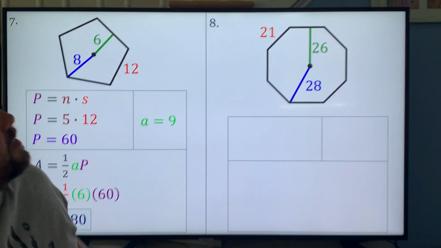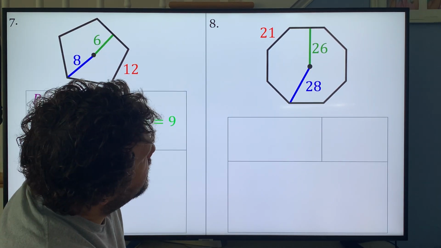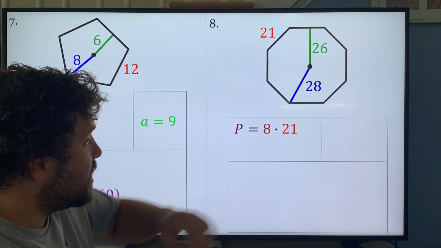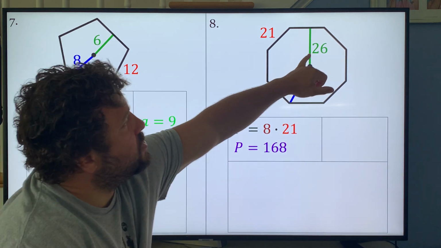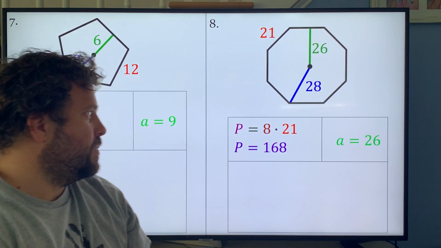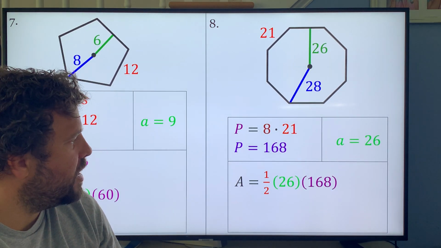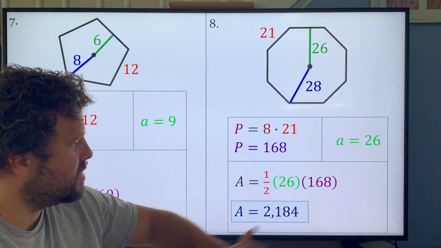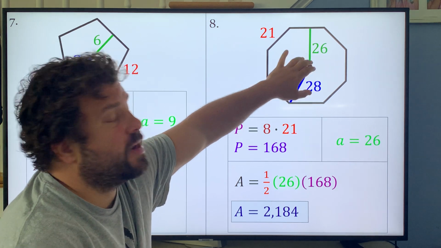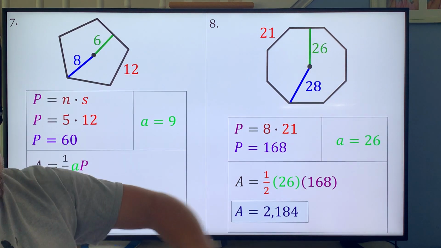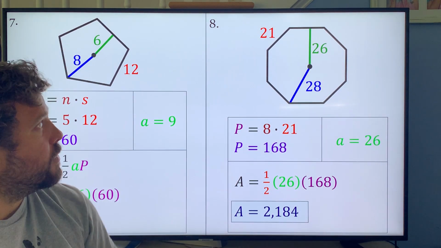All right, right over here. Perimeter, that is an 8-sided figure, I believe, which is an octagon. 8 times 21 is 168. The apothem is 26 because it goes to the midpoint. 1/2 of 26 times 168 is 2,184. Now, the reason I'm starting you off easy is a lot of people confuse the radius and the apothem, and it's just good to do these problems so you know what the apothem is over and over.